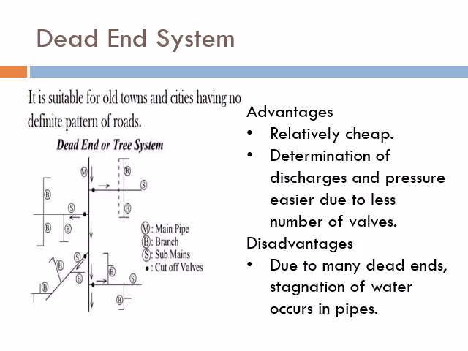First is the dead end system. It is mainly suitable for old towns and cities which do not have any definite pattern of roads. In those older towns and cities, mainly the dead end system was used. The advantages include that it is relatively cheap, and determination of the discharge and pressure is easier due to fewer valves. Whereas the disadvantages include that due to many dead ends, stagnation of the water may occur in pipes.